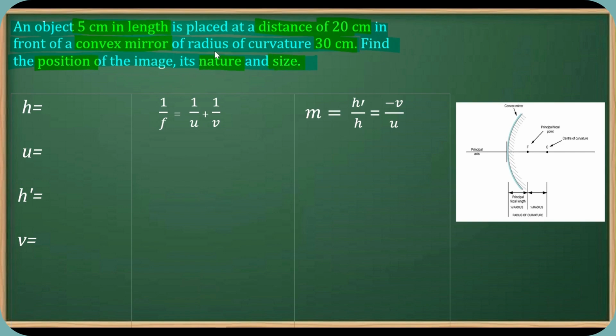These are the things that we have to find out. Now let's begin with the first thing. We know the height of the object. The length of the object is same as this height. So this is given as 5 centimeter.